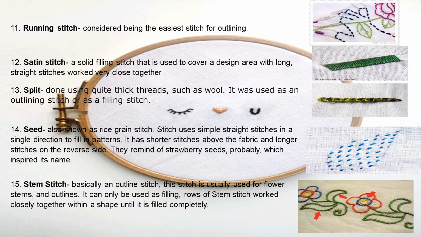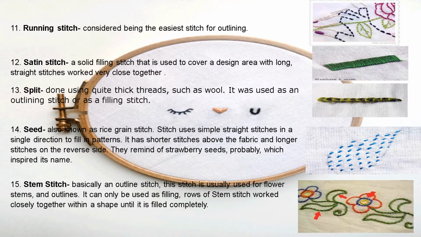Number 14. Seed stitch, also known as rice grain stitch. This stitch uses simple straight stitches in a single direction to fill in patterns. It has shorter stitches above the fabric and longer stitches on the reverse side. They remind one of strawberry seeds, which probably inspired its name.